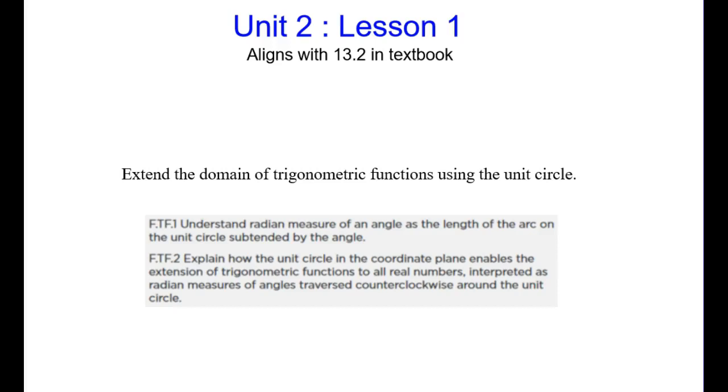Unit 2, Lesson 1. This lesson aligns with 13.2 in your textbooks. Two standards to cover in this lesson. The first one, understand radian measure of an angle as the length of the arc on the unit circle subtended by the angle. The second standard, explain how the unit circle in the coordinate plane enables the extension of the trig functions to all real numbers, interpreted as radian measures of angles traversed counterclockwise around the unit circle.